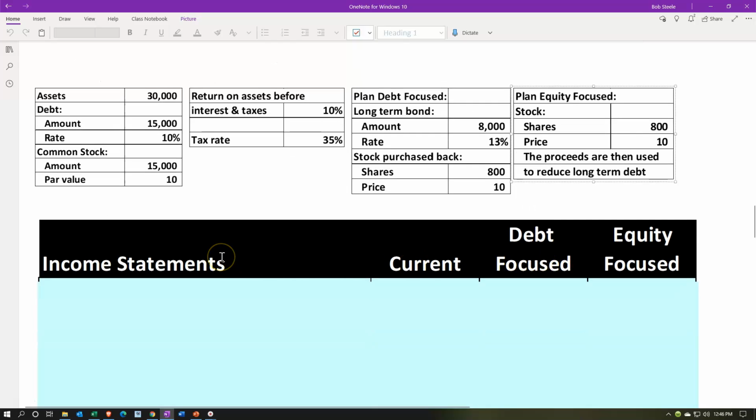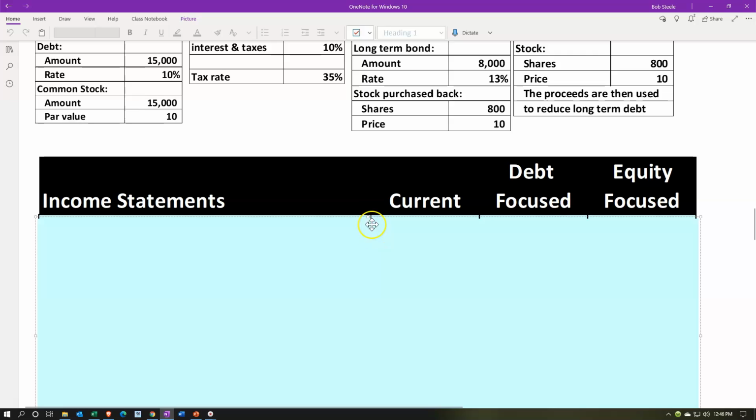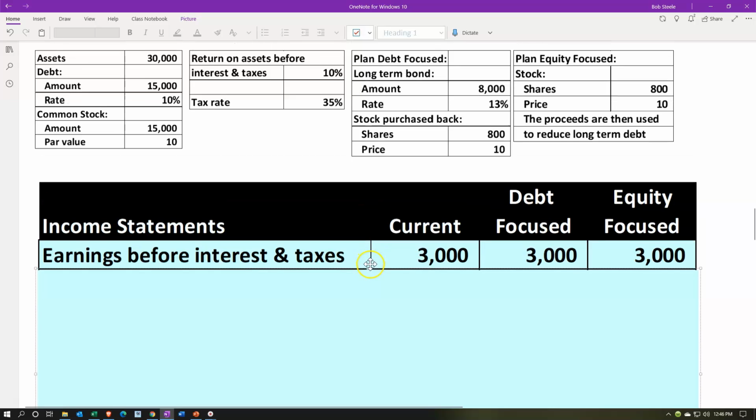We're going to basically have an income statement. We're going to start the income statement, however, at the bottom line of the earnings before interest and taxes, because that's the point at which the differences will take place. After that point is where the differences take place on the interest and the taxes. So we're going to have the earnings before interest and taxes.